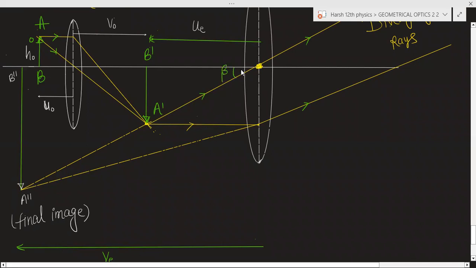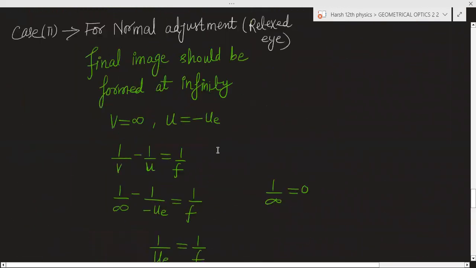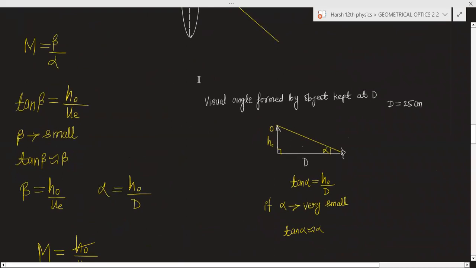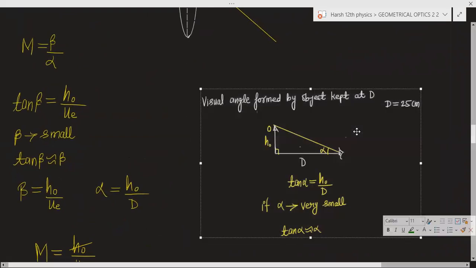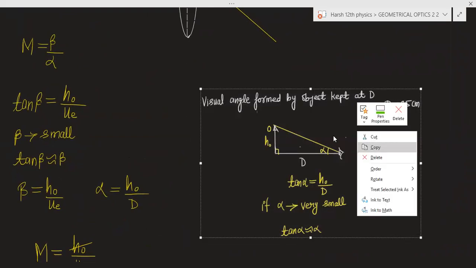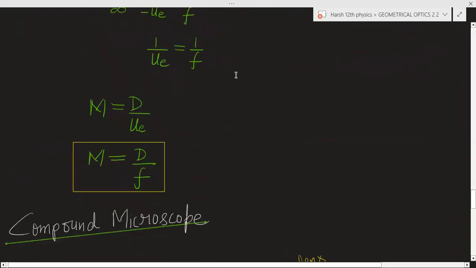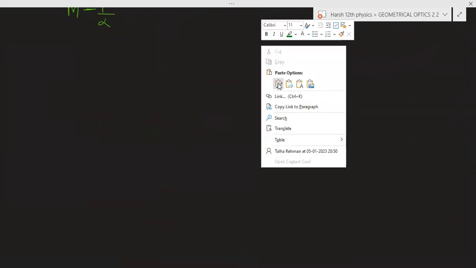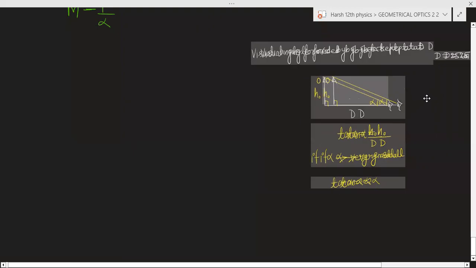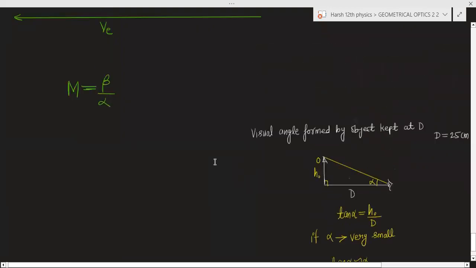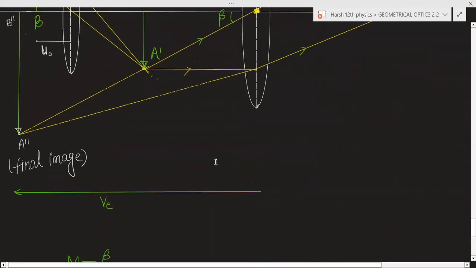This will be the angle made by the final image. Alpha is very easy. Alpha will be calculated the same way like this. So there is no problem for alpha. The main problem is for beta.